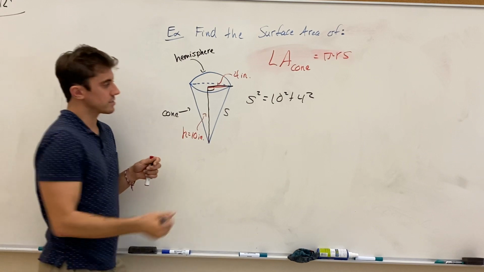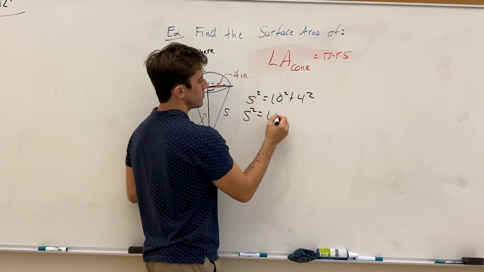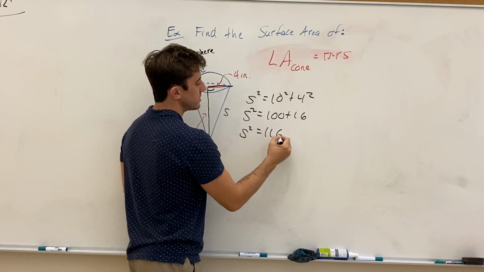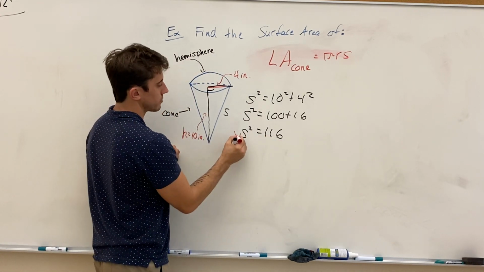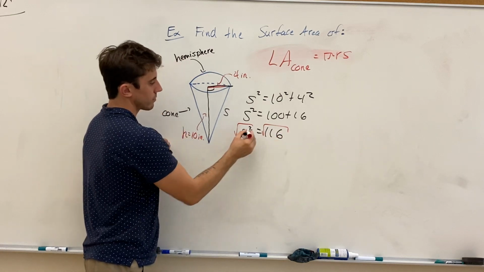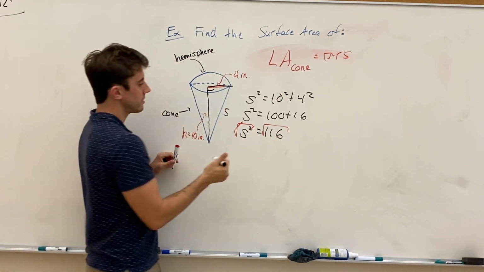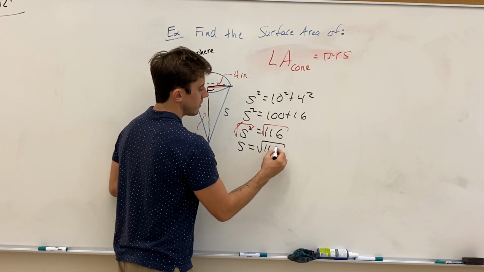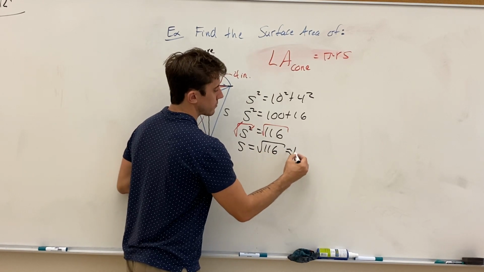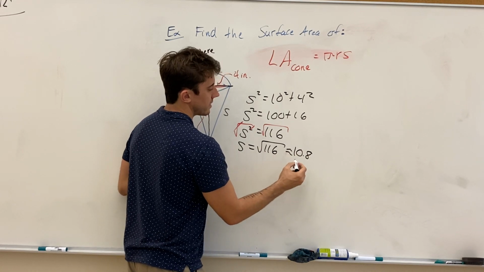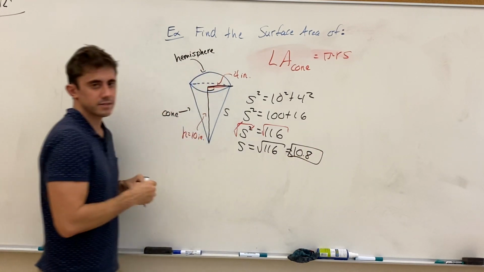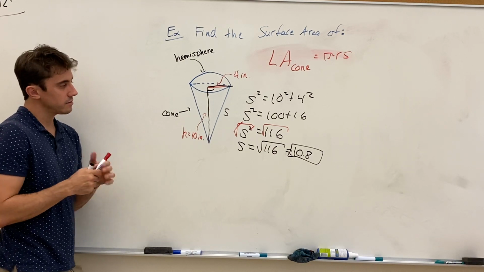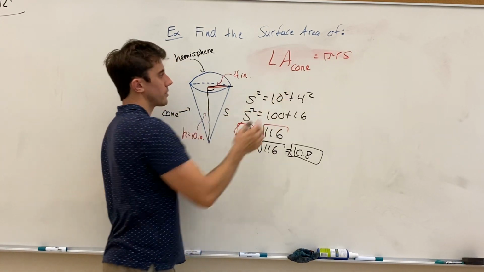You guys have seen this before. s squared is equal to 100 plus 16, and so s squared is equal to 116. Now our algebra tells us we have to take the square root of both sides to cancel out the square on the s. And so we have that s is the square root of 116, which I believe is roughly 10.8 to 1 decimal place. Okay, so now that we have our slant height, we can get the lateral area of the cone.